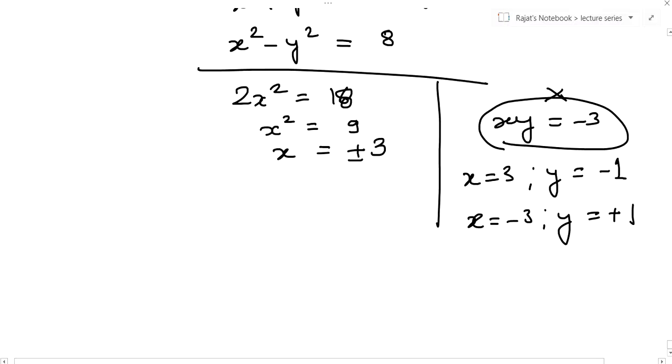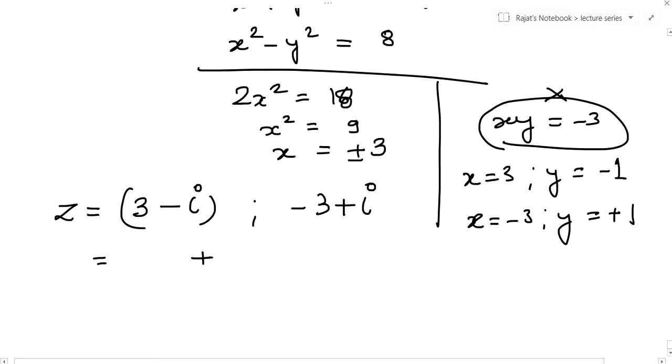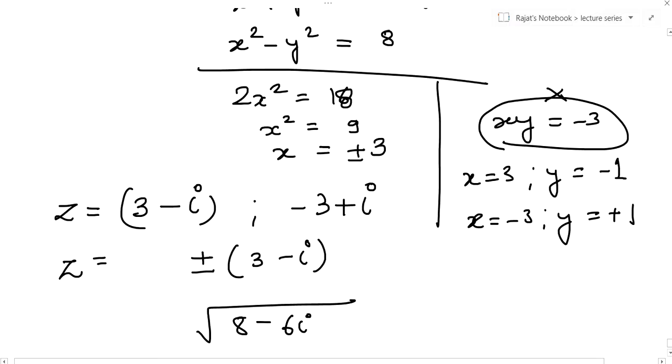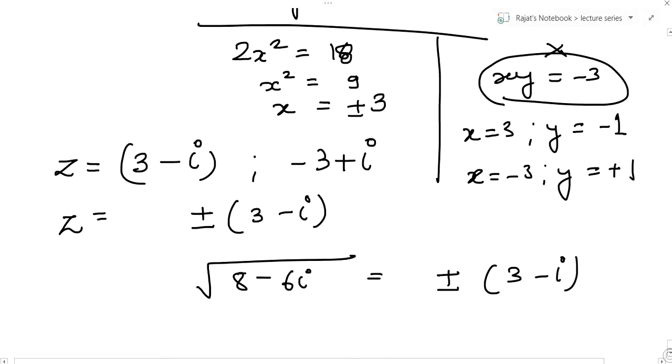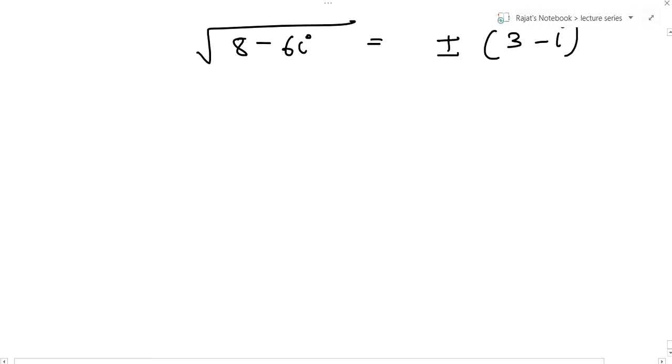So what we get finally, the roots are x plus iy. So 3 minus i, and the other root is minus 3 plus i. So I can combine it like this, plus minus 3 minus i. These are the square roots, or the square root of 8 minus 6i is nothing but plus minus 3 minus i. Okay, so this is the long method.